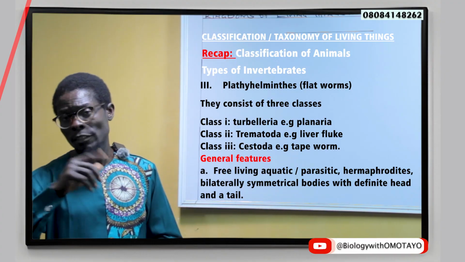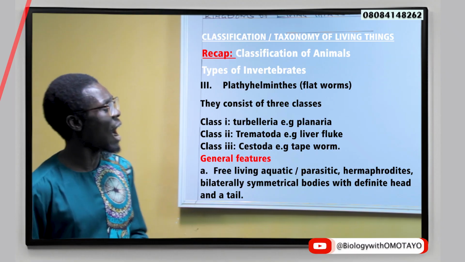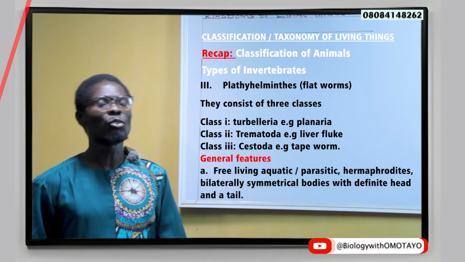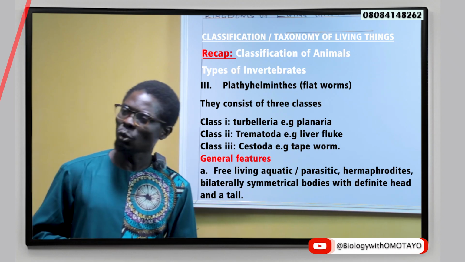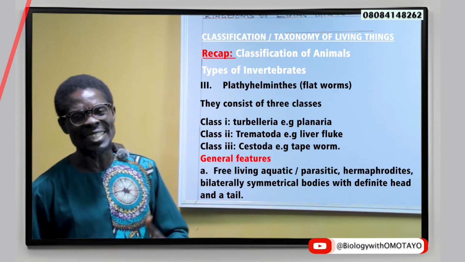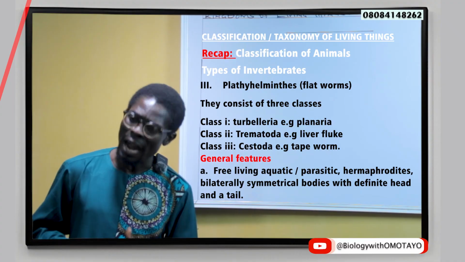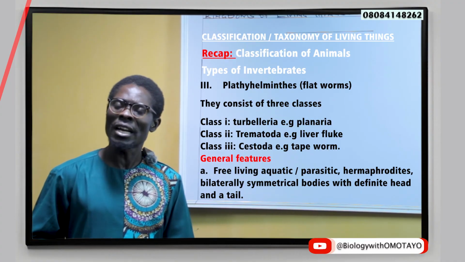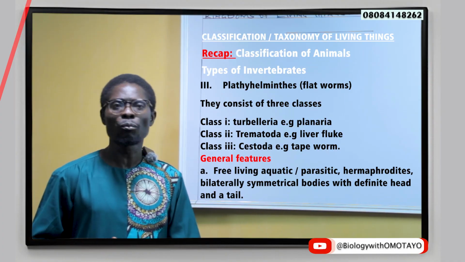And please take note, this phylum has 3 classes. Yes, we have the class Tubularia. A good example is the Planaria. And then we have the class Nematoda, and a good example there is the liver fluke. And lastly, the class Cestoda, and a good example there is the Taenia, that is our common tapeworm.